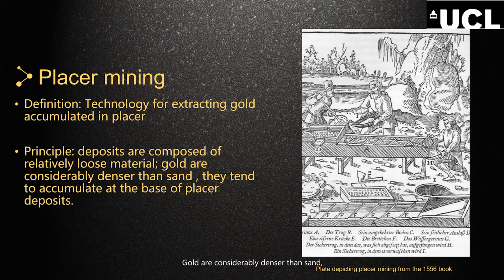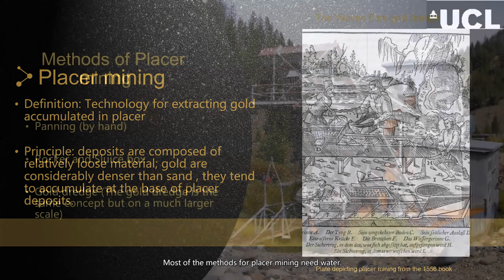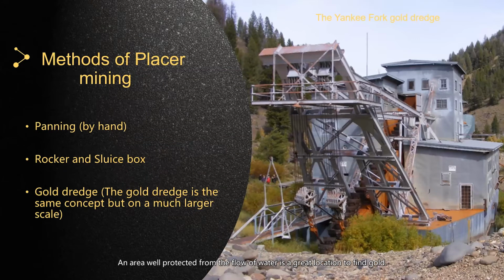Gold is considerably denser than sand, so it tends to accumulate at the base of placer deposits. The figure on the right is a plot depicting placer mining. It is one of the common methods. Most of the methods for placer mining need water. An area well protected from the flow of water is a great location to find gold. Panning is the simplest technique to extract gold from placer ore.